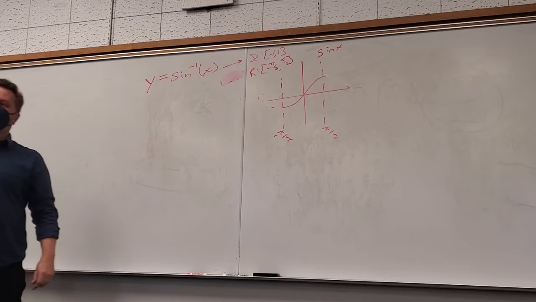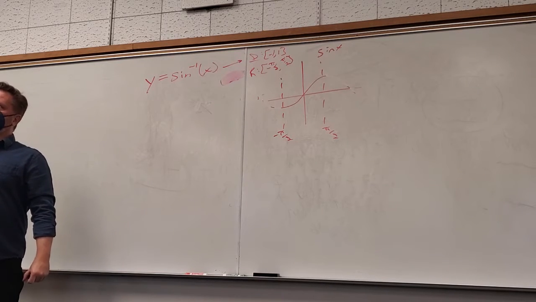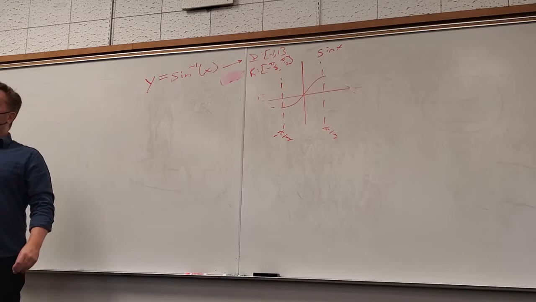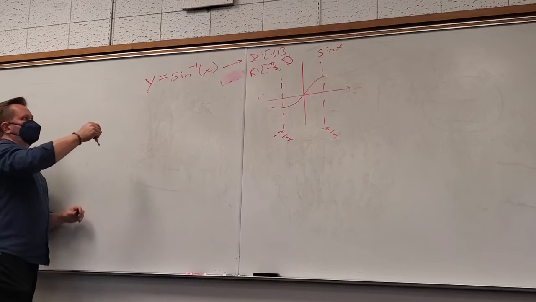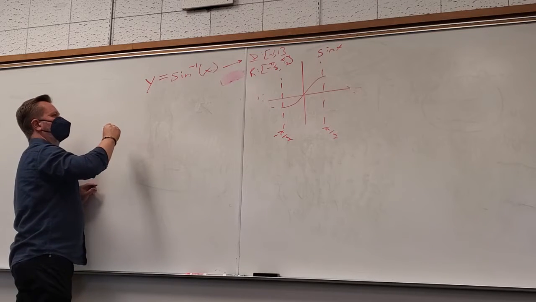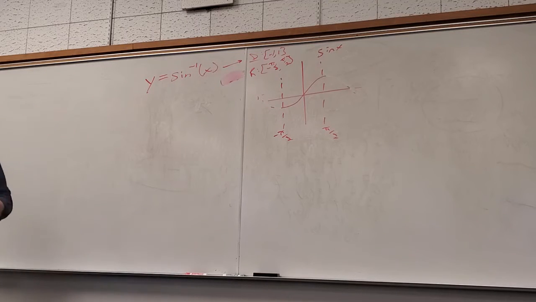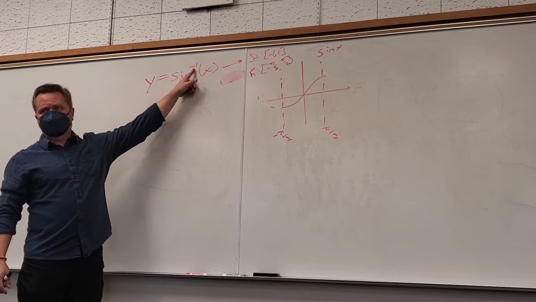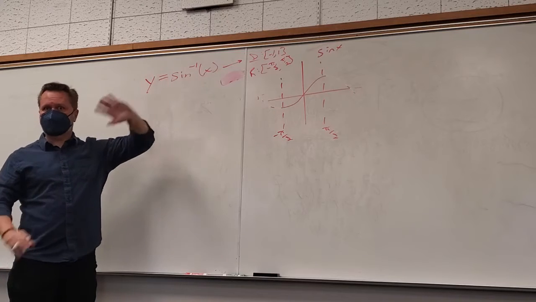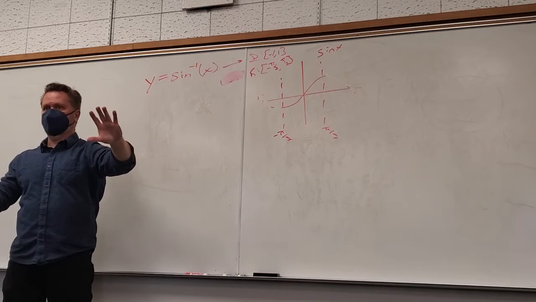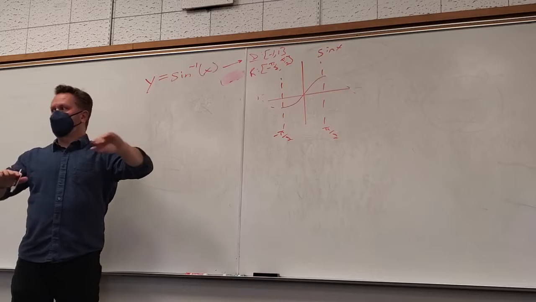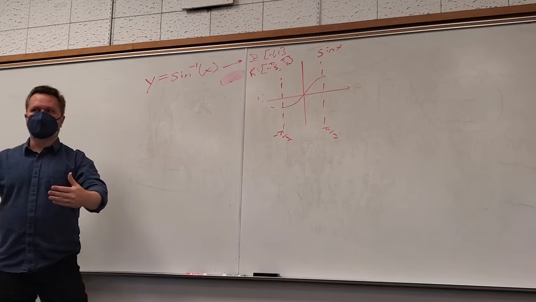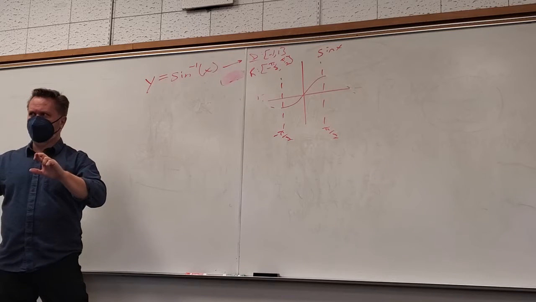Does anyone know how to rewrite this in terms of functions we know derivatives of? I kind of gave it away earlier, right? What does this notation mean? Does it mean reciprocal, 1 over sine? No, it means inverse. It's its own function. It's not the reciprocal, so it's not 1 over sine. It's the inverse. You guys with me? Okay.